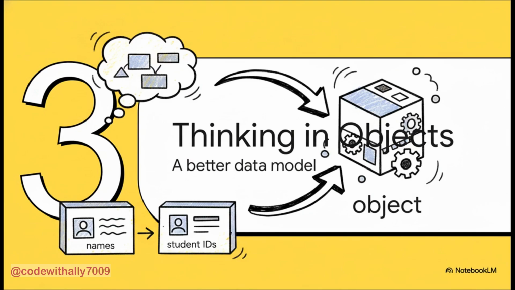Now, before we solve that size problem, let's fix another issue. Right now, we're just storing names, but what about the student IDs? We need a way to group that information together logically, and this is where we level up our thinking. It's time to start thinking in objects.